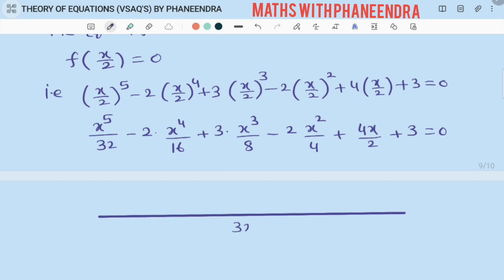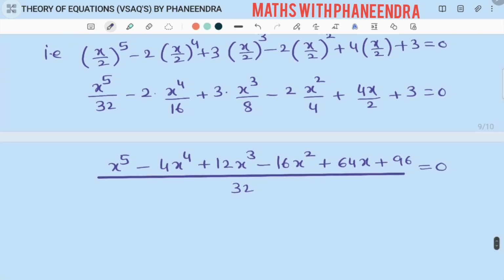So 32 is the LCM. x power 5 minus 16: 2 2s are 4, 4 into x power 4, plus 8: 4 into 3 is 12, 12x power 3, minus 4 8s are 8, 2 8s are 16, 16x square, plus 2 16s, 16 4s are 64x, plus 32 3s are 96.